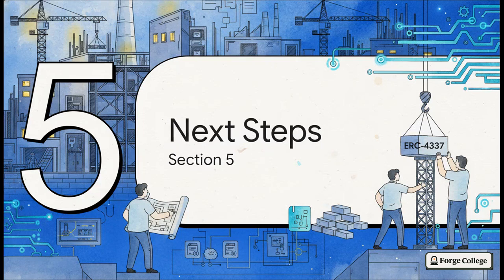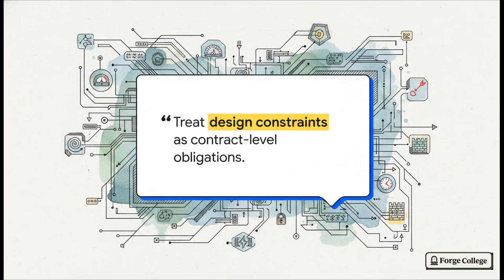Finally, Section 5, Next steps for ERC-4337. If you remember one thing today, make it this core takeaway quote. Treat design constraints as contract-level obligations. Seriously, things like gas budgeting, nonce semantics, and reentrancy checks are not just polite suggestions. They must absolutely dictate your wallet's ABI and the strict rules of your testing suite.